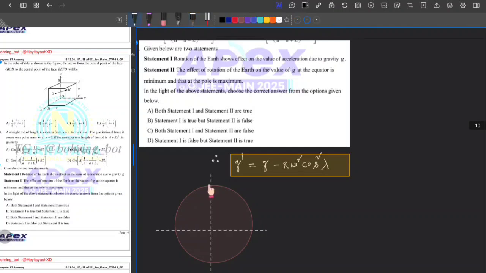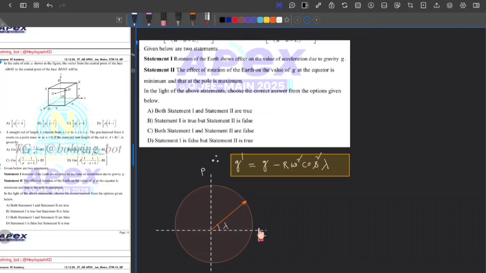Let's say that is the Earth, and any object is here, maybe over here, or at this point. You want to find out the gravitational acceleration due to gravity, right? Now this is theta, or this is lambda. Either this is theta or that is lambda. Now this one is the equator and this one is a pole.